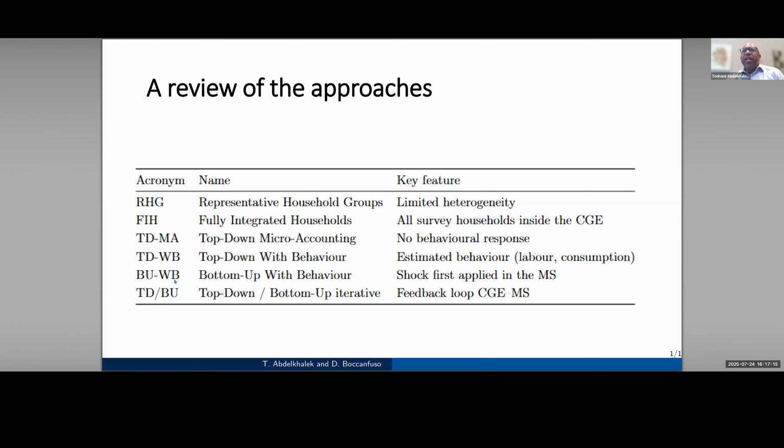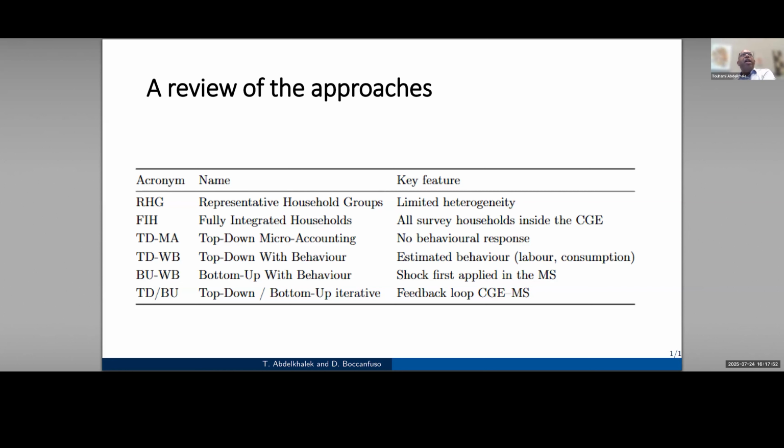The fifth one is bottom up with behavior. In the previous one, we have top down. In this, we have a bottom up relation. What does it mean? Generally, in the first methods or approaches, we are looking from the top to down. In this situation it is the inverse. We are looking at what is the reaction of the model if there is a shock coming from the bottom of the economy. I can give you an example.